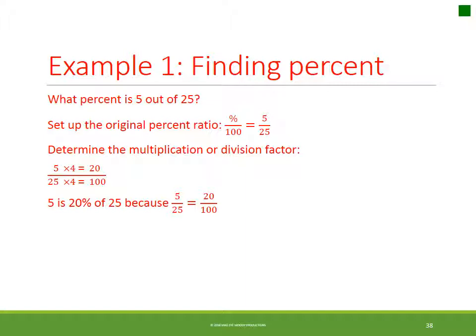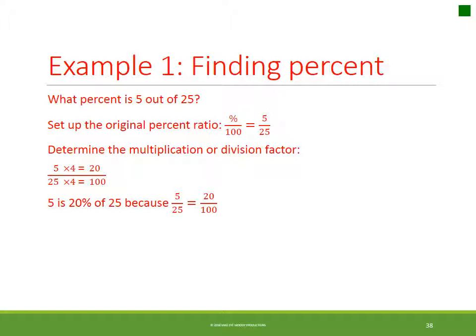Now we're going to create an equivalent ratio with 100 as the denominator, so our second quantity. So we're going from 25 to 100. That means we're going to be multiplying because we're getting bigger, and we have to have 4 25s. 4 25s gives us 100. So if we have 4 25s, we also need 4 5s.